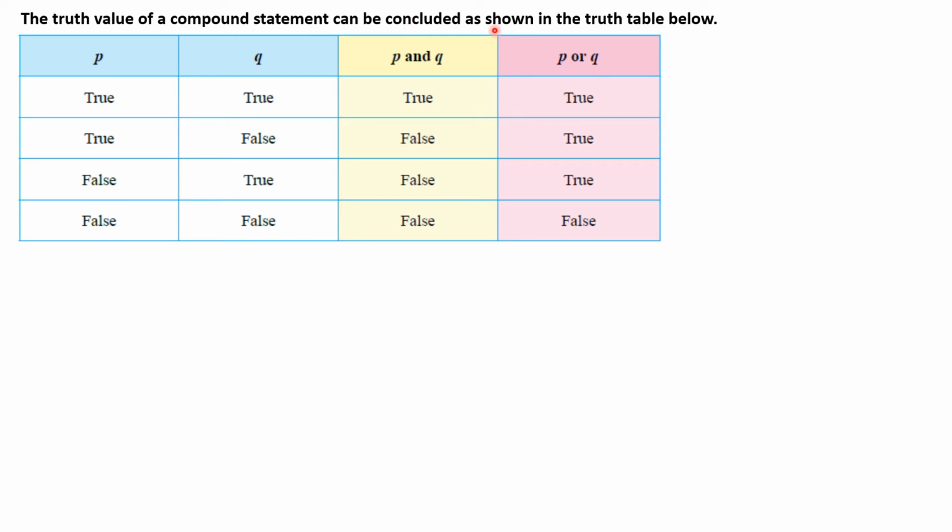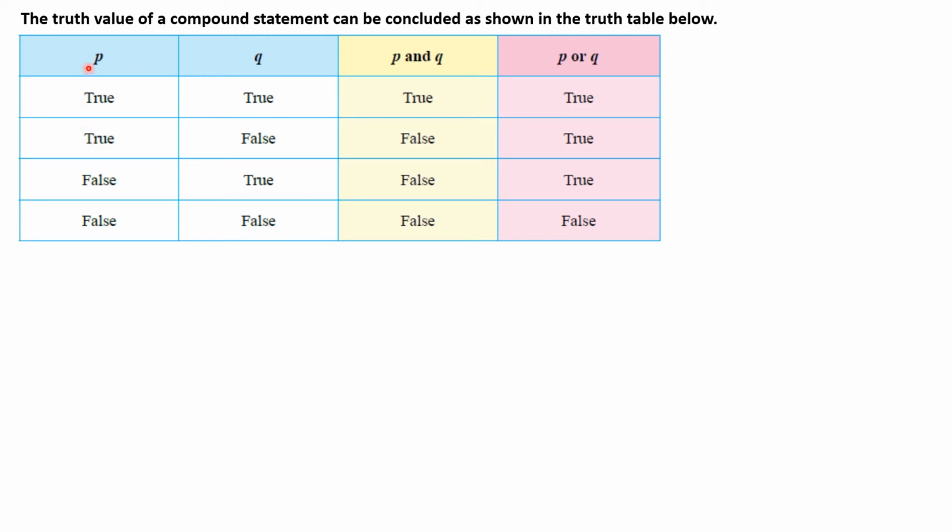Okay, this one, we look at this table first. The truth value of a compound statement can be concluded as shown in the truth table below. We look at here. Of course, we have two statements, statement P, statement Q, okay? So here we have P and Q, P or Q. We go through this table first. If P is true and Q is true, that means both are true, if we combine the statements P and Q, this one is still true.